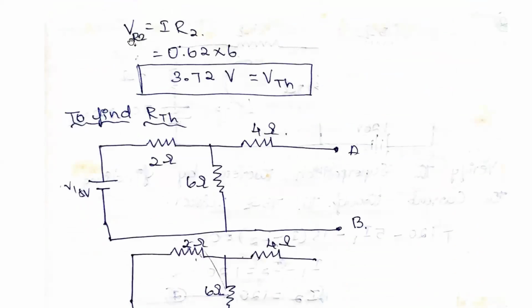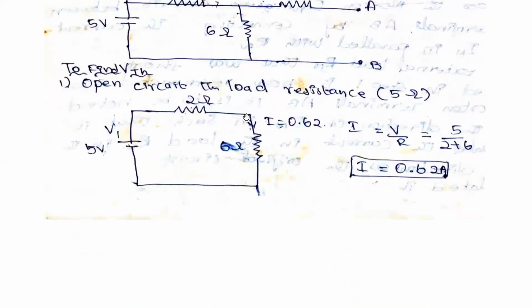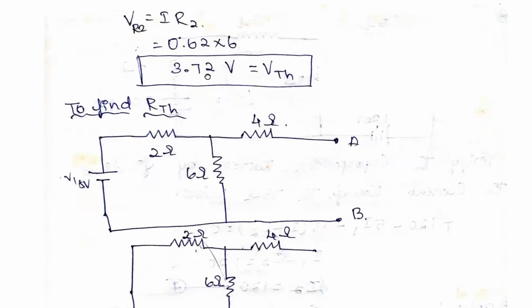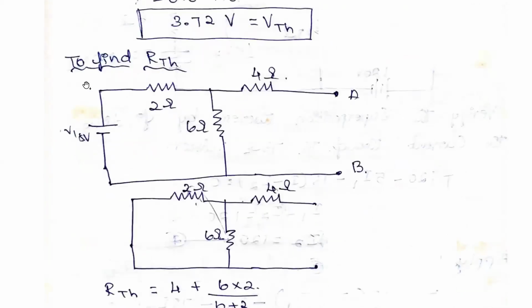Now we need to find out the VTH. VTH is nothing but I into R2, because here we are finding the voltage across this particular point. So I into R2 is 0.62 amperes into 6 ohms, and that is VTH, that is 3.72 volts. Now VTH is fine.